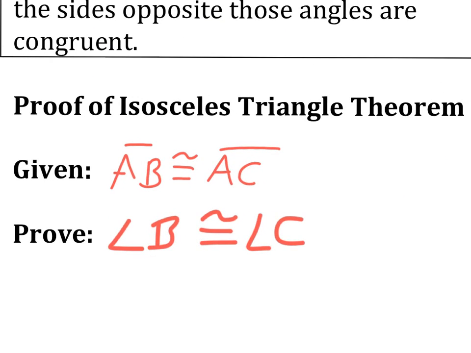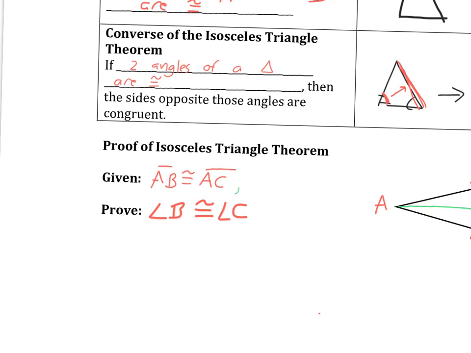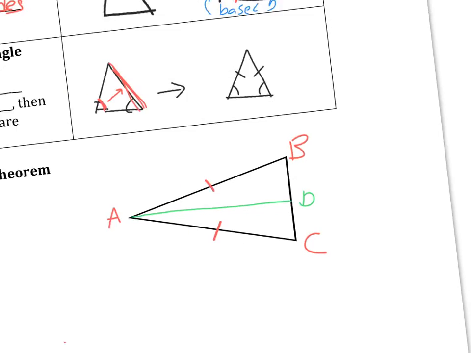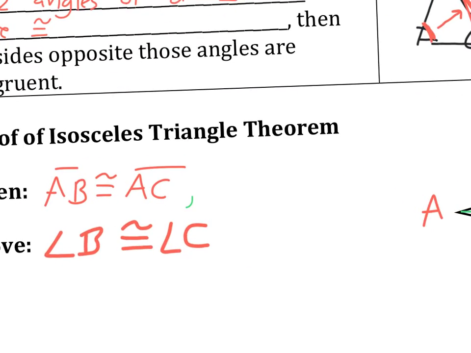Not only are those two given by default, but I'm going to say that the green line, and let me put a letter on it over here, so let's say D, that this green line segment bisects the big angle. So segment AD bisects angle BAC. Why? Because I said so.